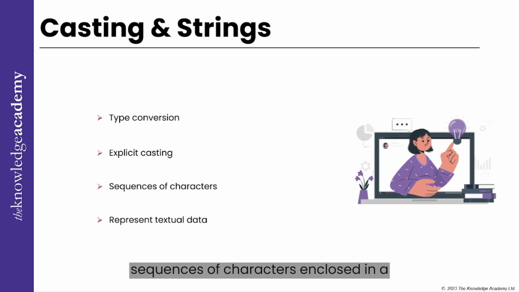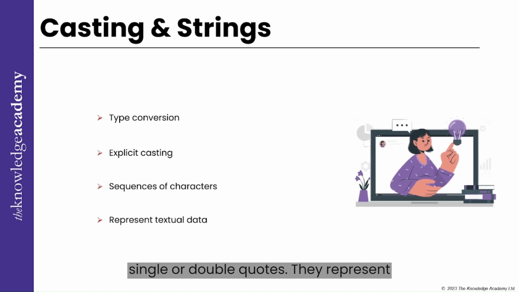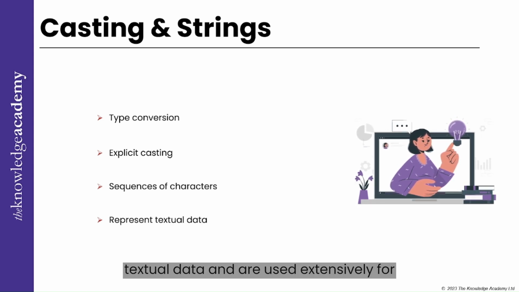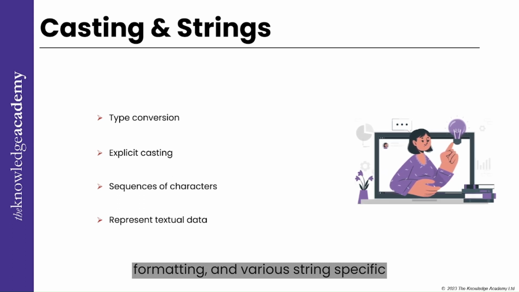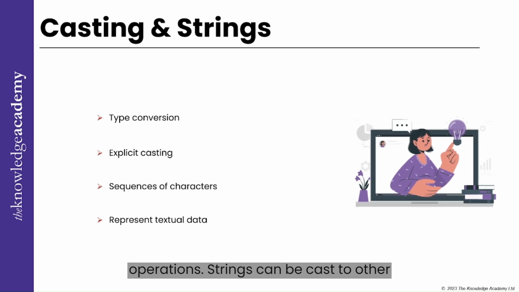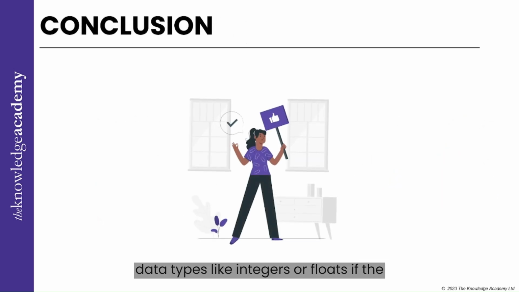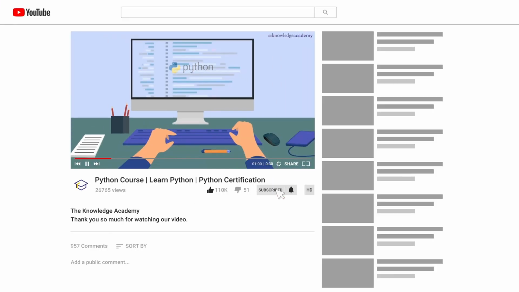Strings are sequences of characters enclosed in single or double quotes. They represent textual data and are used extensively for text manipulation and display. Python offers powerful string handling capabilities, allowing concatenation, slicing, formatting, and various string-specific operations. Strings can be cast to other data types like integers or floats if the string content represents a valid value of that type. There, you have it.